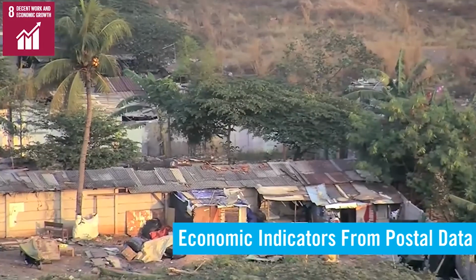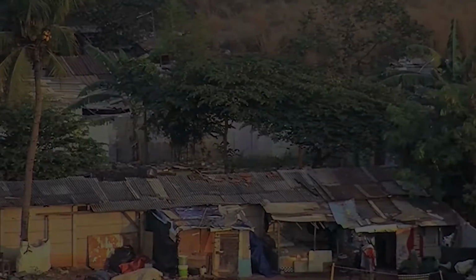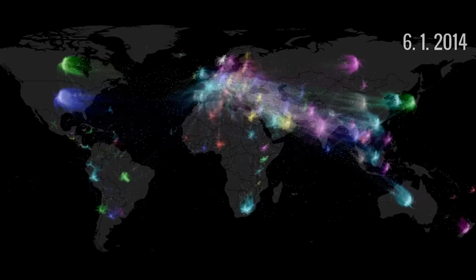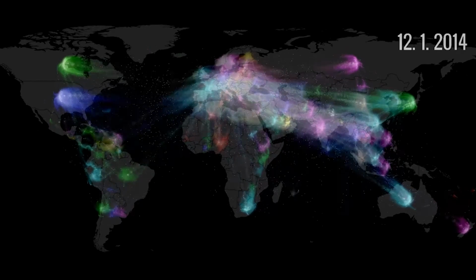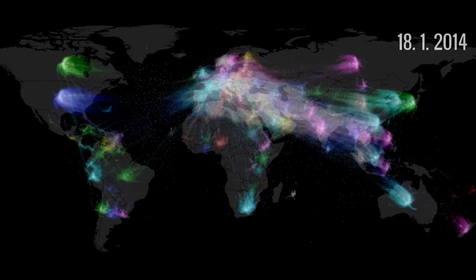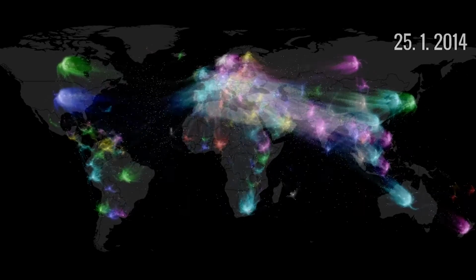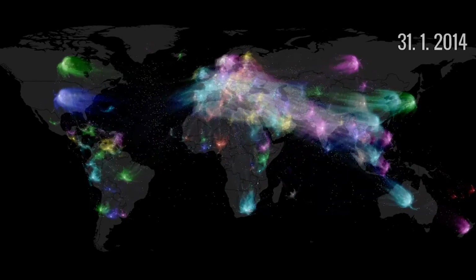Even people who are not connected to the internet are still producers of big data. For example, every time a letter is sent through the post office, it generates a data footprint. In this visualization, each dot represents thousands of real letters sent from country to country. Researchers have found links between this mail flow and economic indicators such as GDP. Such information can provide a global picture of economic trends, poverty, and resilience.